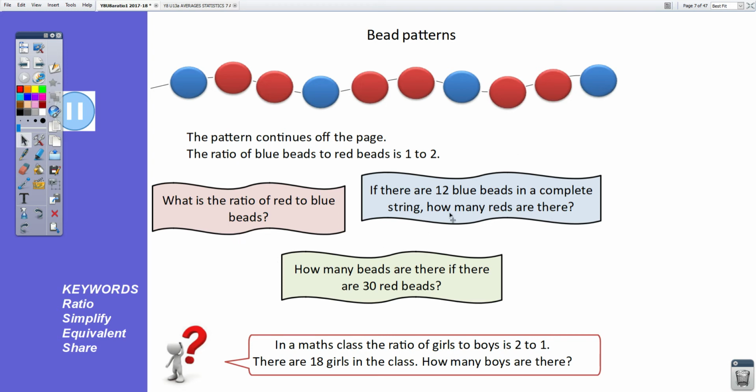Some questions for you to have a go at solving. Pause the video, please. Have a go at solving those. And when you're ready to continue, press play. Okay, let's see how you've done.